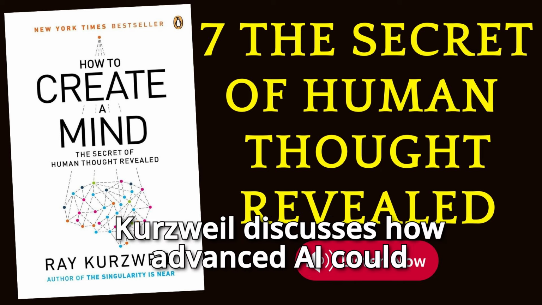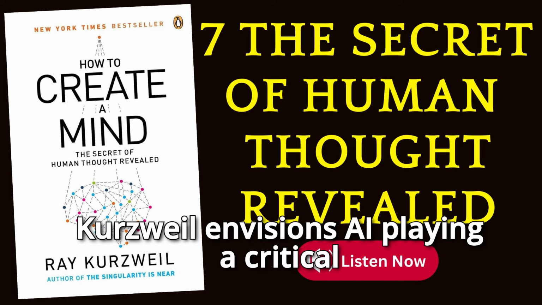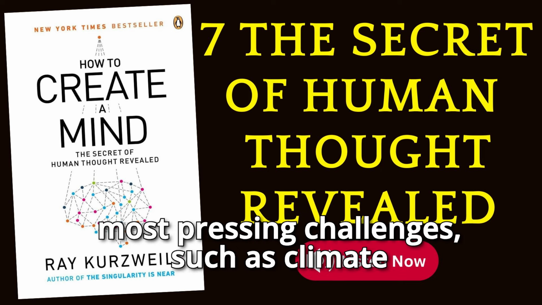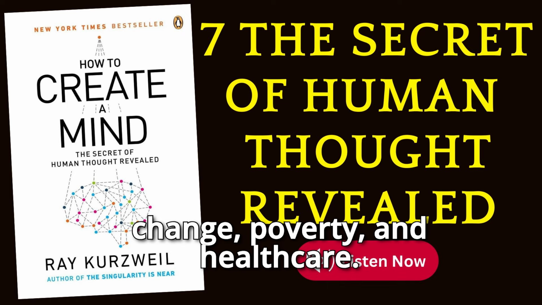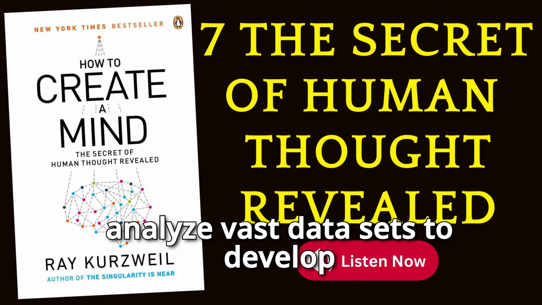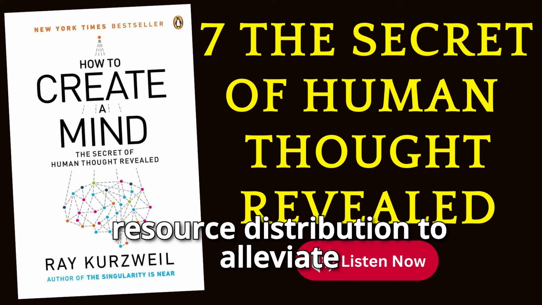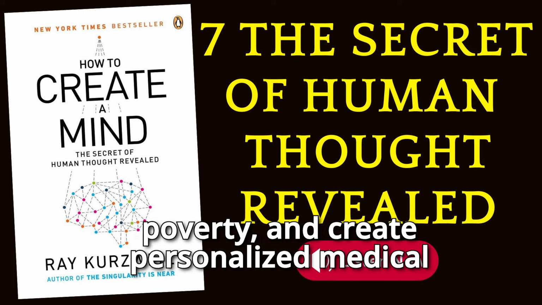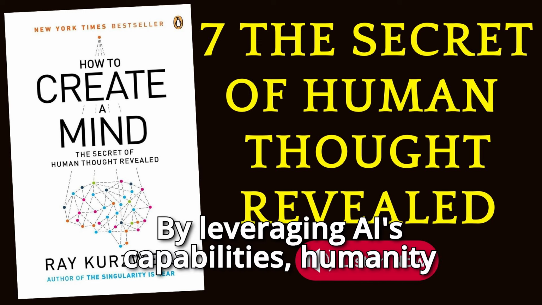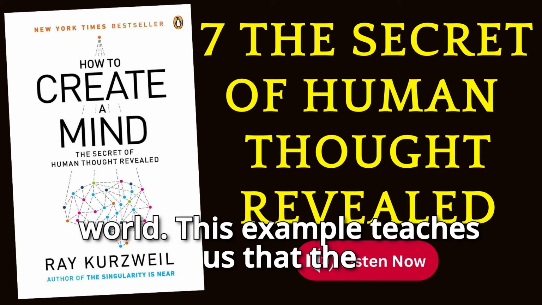Scenario: Kurzweil discusses how advanced AI could help solve global issues. Narrative: Kurzweil envisions AI playing a critical role in addressing some of the world's most pressing challenges, such as climate change, poverty, and healthcare. For example, AI-powered systems could analyze vast datasets to develop sustainable energy solutions, optimize resource distribution to alleviate poverty, and create personalized medical treatments based on genetic profiles.